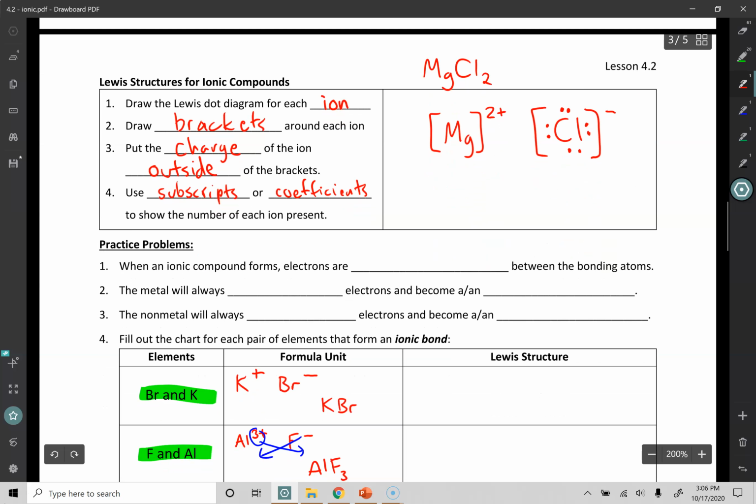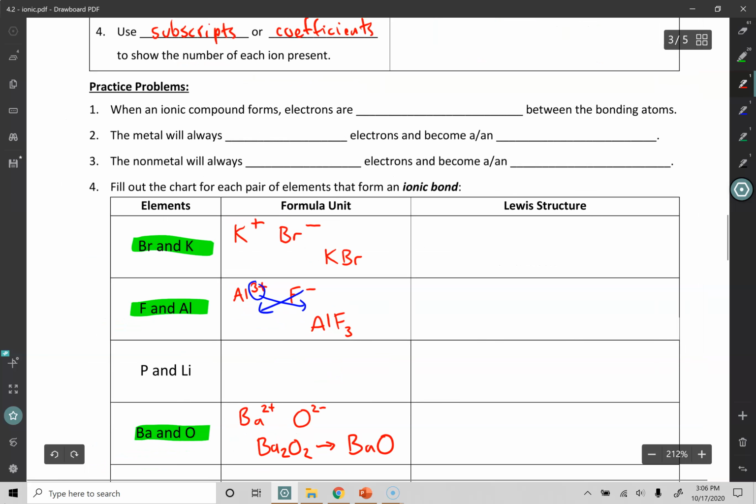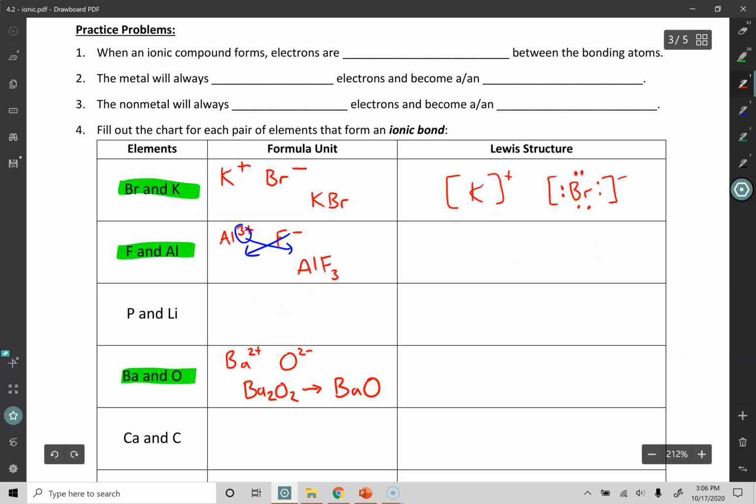Let's look at drawing a couple for the formula units that we predicted to wrap this up. They're all going to take on a very similar format. You should have your cation, your metal, with no electrons around it, square brackets, charge outside of the bracket. Your nonmetal, the anion, is always going to complete its octet. So you should have a full valence shell, 8 electrons around the anion, keep the charge outside of the bracket. That's it for potassium bromide. We'll do one more just to wrap up. Aluminum fluoride.